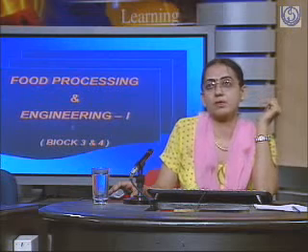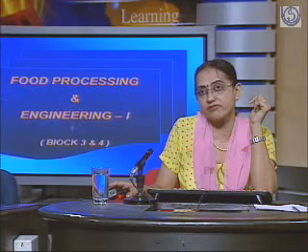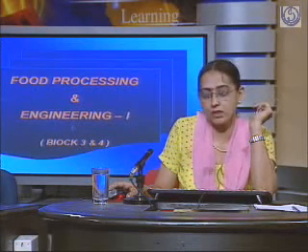Then from these juices or pulp, you can make different kinds of products. You can make a cordial, squash and syrup, concentrates, powders and RTS, that is ready to serve beverages. It's important to understand the difference between these types of products. The difference lies in the brix, that is total soluble solids, or the pulp percentage. As you can see here, in the case of squash, the brix is 40 degrees and the pulp can be about 25 to 40. In the case of syrup, the brix is very high. Similarly, powders are a different entity in which the entire moisture is removed.